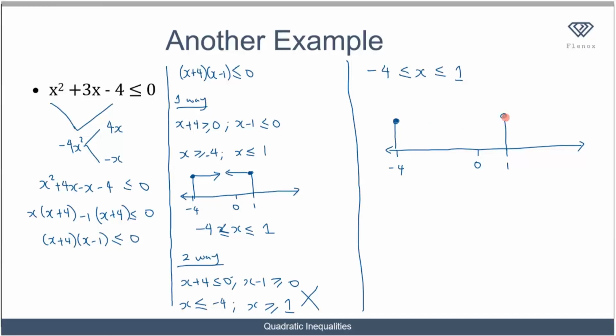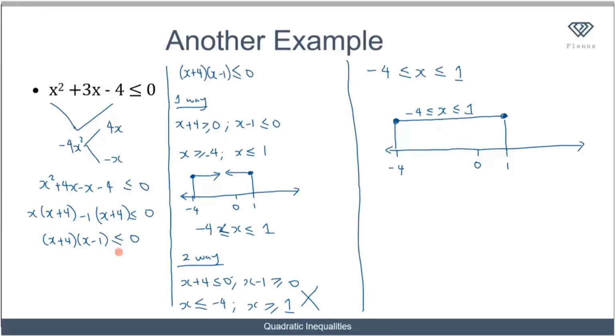We draw here also, and have a shaded circle, and we join it together. So we have minus 4 less than or equals to x, which is less than or equals to 1. So this shows how to solve quadratic inequality. The thing to remember is that after the factorization step, you need to think about the sign.